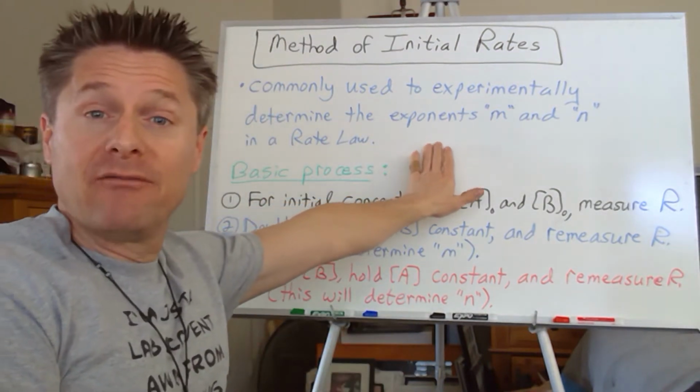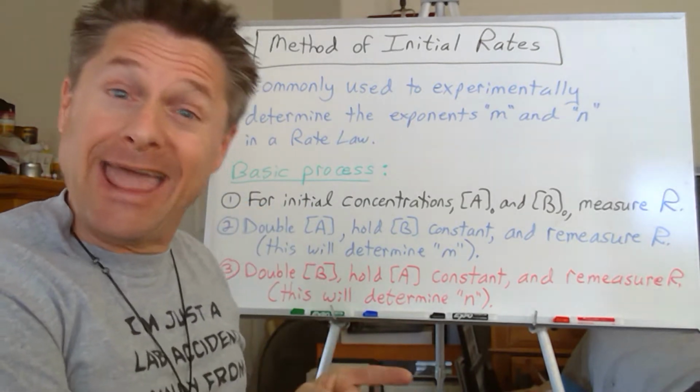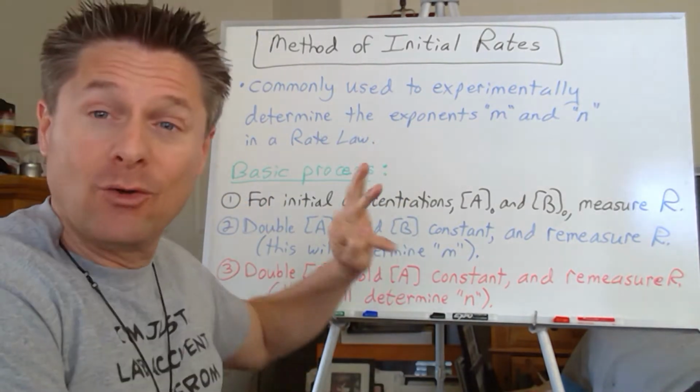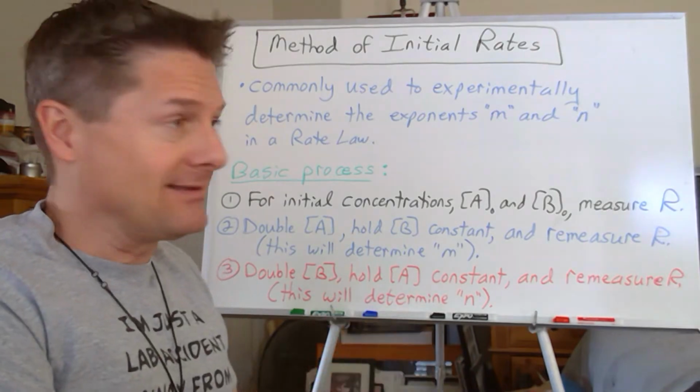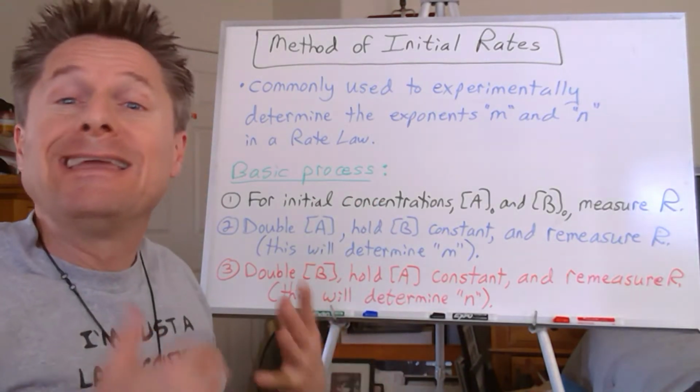So that's what the method of initial rates is, by far the most common one. And I know for my class, we're going to do that in the lab, for the kinetics lab. It's kind of cool. It takes a while to run, lots of calculations, pretty crazy. But from all of that you can determine m and n.